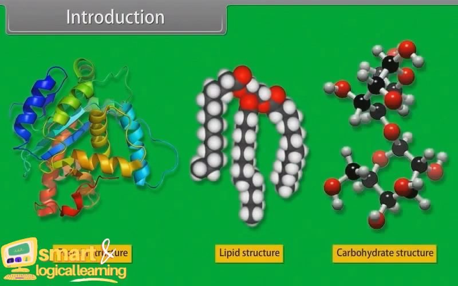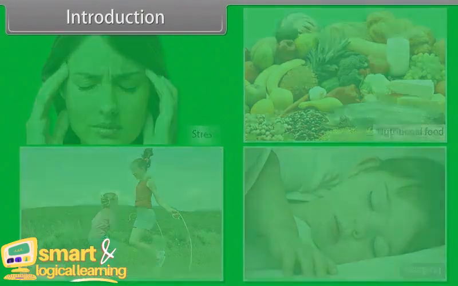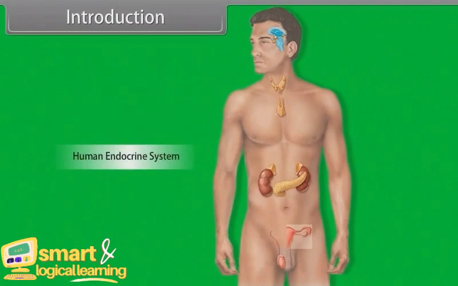Growth hormone has a significant effect on the metabolism of protein, lipid and carbohydrates. The production of growth hormone depends upon many factors such as stress, exercise, nutrition, sleep, etc. There are several other hormones secreted within the body which perform specific functions, such as calcitonin, which is secreted by the thyroid gland and helps in regulating the level of calcium in blood. So, throughout this module, we learn chemical coordination and integration.